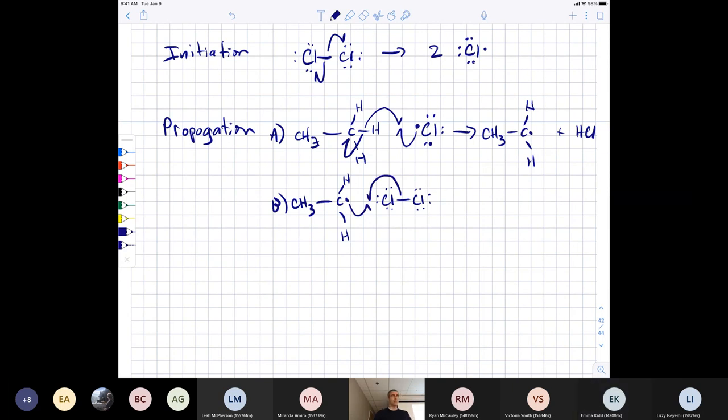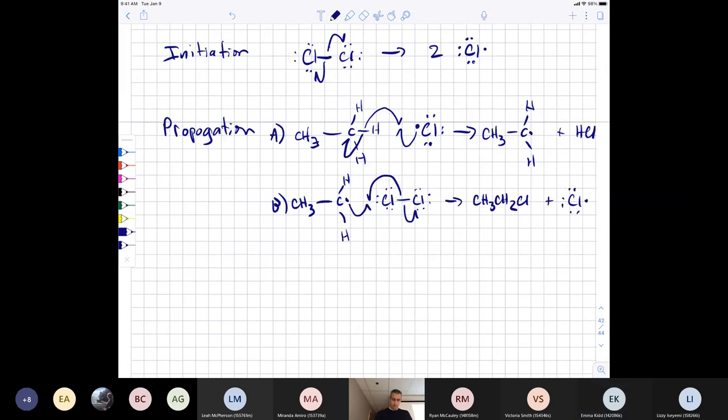One electron from the Cl-Cl bond gets together with the lone electron from the carbon. The other one goes to the other chlorine, and what you end up with is CH3CH2Cl plus Cl dot.